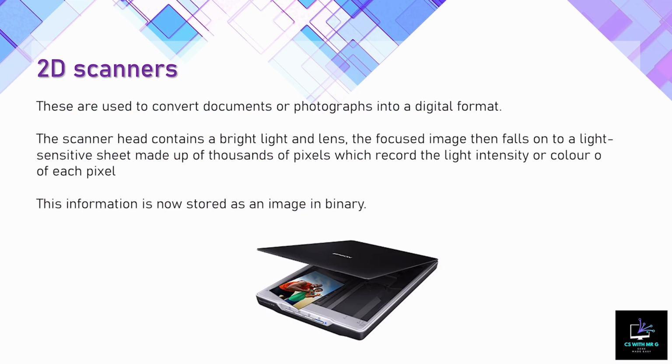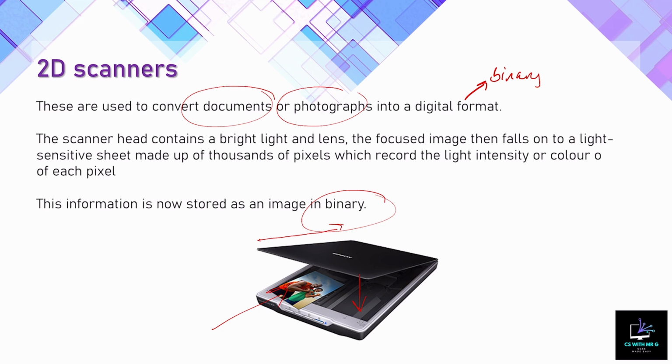Next on our list of input devices is a 2D scanner. And these are literally used to convert a document or a photograph into a digital format. Again, remember, this is binary, and a scanner literally takes in a document or a photograph and converts it into a digital image on your computer. On a technical level, once the lid is closed, a bright light scans across to make sure it picks up the pixels and their colours, and these pixels and colours are then converted into binary.